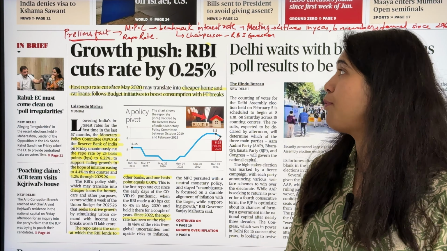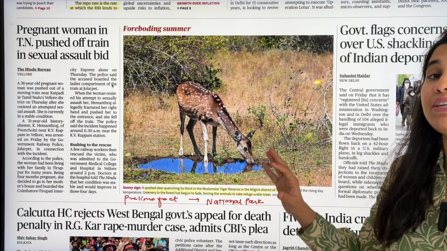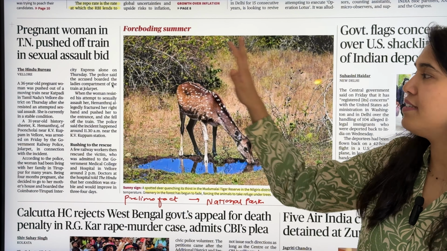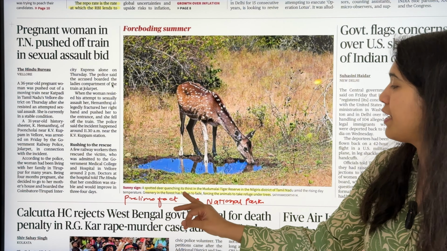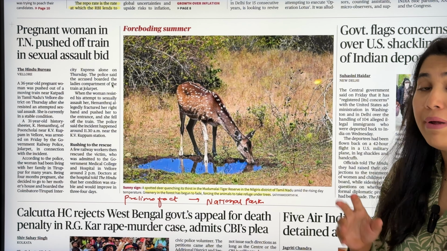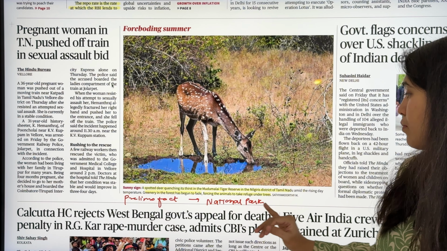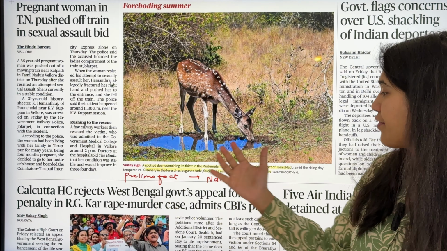Let's move to the next article. Now in this article, again I am teaching you how to use it from a prelims point of view. There is just a photo which you could overlook. But you can see here a spotted deer quenching its thirst in the Tiger Reserve in the Nilgiri district of Tamil Nadu. Now you know national parks are very important from our prelims point of view. So this Tiger Reserve is in Tamil Nadu, amid the heat, so their greenery is fading.